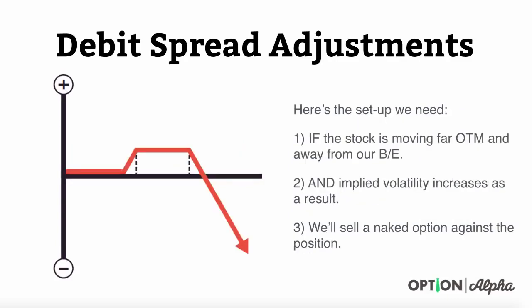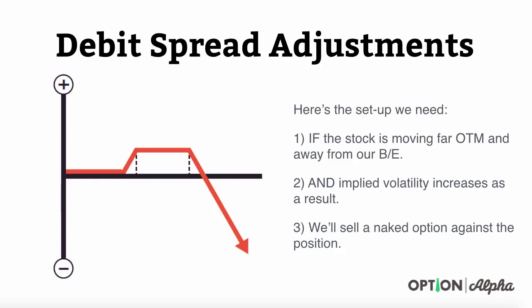So here's the setup that we need to make this kind of special adjustment to a debit spread. First, we want to make sure that the stock is moving far out of the money and away from our break-even points. Basically, we want to make sure that the stock is far enough out of the money and the trade is losing money to the point at which an adjustment is worthy, right? I mean, these are low probability trades. We're going to do them at a low position size, so we're not risking a lot of money to begin with. So it's really got to be a trade that's gone completely against us or very far against us.